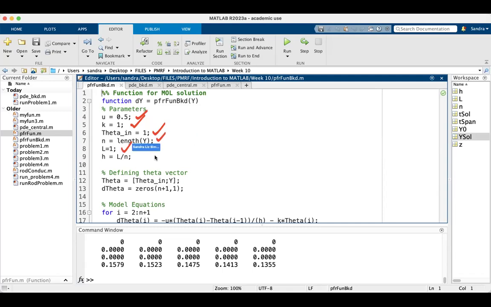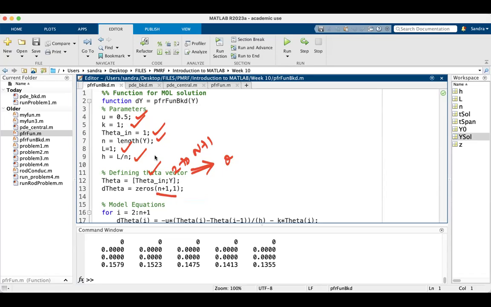L is equal to 1 and my h value is L divided by n. Now my whole theta will have the first value and the 2 to n plus 1 values. So this will give me the whole theta. Now d theta, I'm just telling it has n plus 1 zeros to begin with.